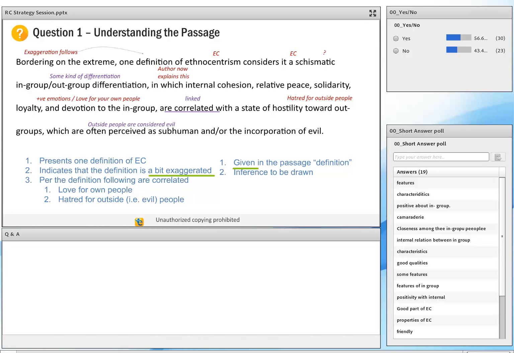What do I mean by that? The author said bordering on the extreme, one definition of EC. You had to understand what bordering on the extreme means in the context of the passage. So there was an inference to be drawn, which only about 40% of the class was able to do, right? The last one was a skill called summarization, because given this definition with so many heavy words, you had to summarize it in your own words, and only about 54% of the class could do that.